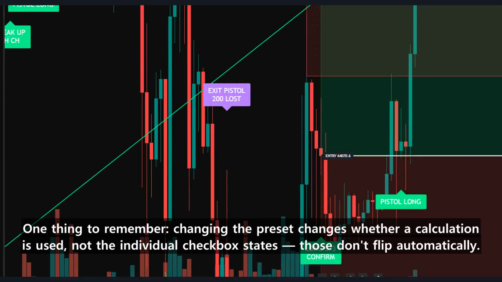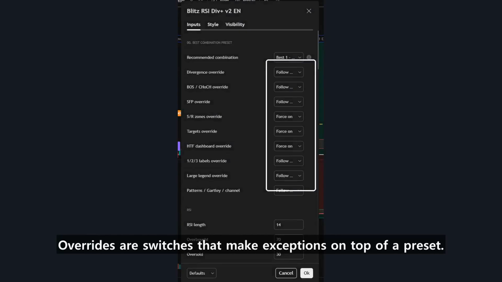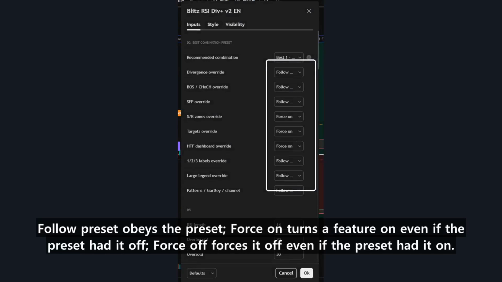One thing to remember: changing the preset changes whether a calculation is used, not the individual checkbox states. Those don't flip automatically. Overrides are switches that make exceptions on top of a preset. Follow preset obeys the preset. Force on turns a feature on even if the preset had it off. Force off forces it off even if the preset had it on.